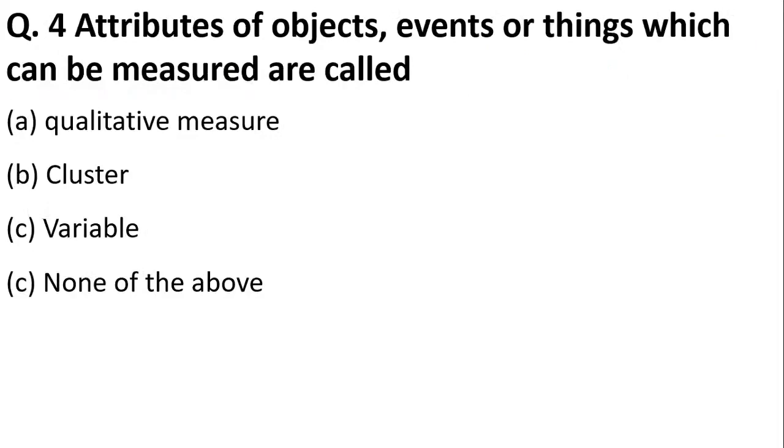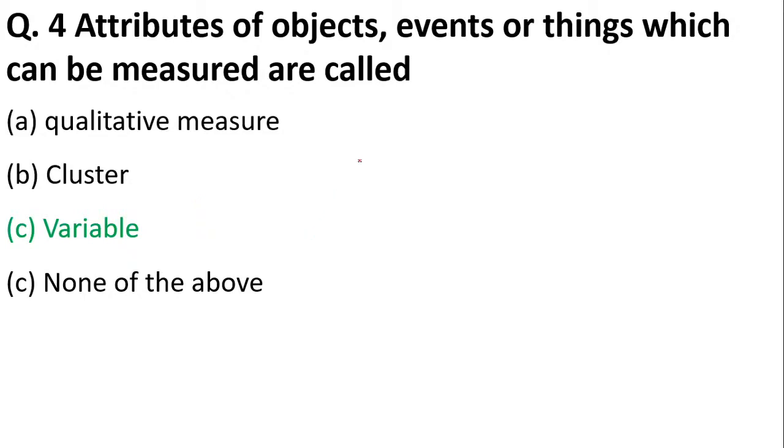Attributes of objects, events or things which can be measured are called qualitative measure, cluster, variable or none of the above. So the answer to this is option C, variable. Variable is something that can be measured among people or different cities or different objects. So that is a variable.